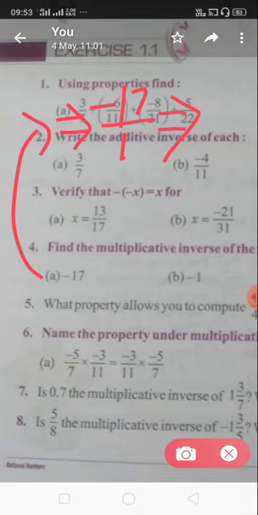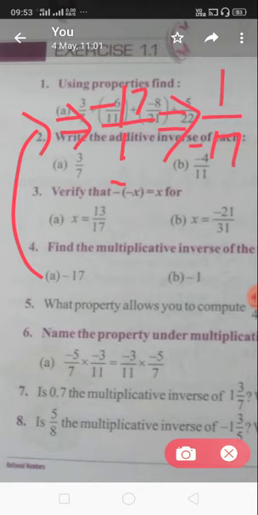Okay, now the multiplicative inverse of minus 17 upon 1. What I have told you: you change the position of numerator and denominator. So what is in the numerator? Minus 17. So you write it in the denominator, and what is the denominator here? 1. So you write it in the numerator. So minus 1 upon 17 or 1 upon minus 17 is the multiplicative inverse of minus 17.